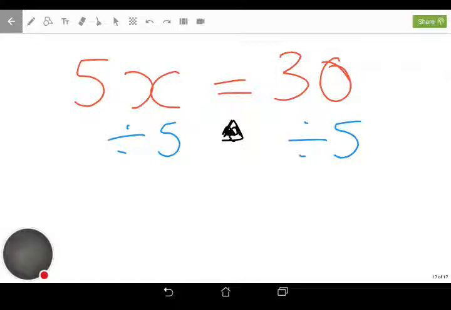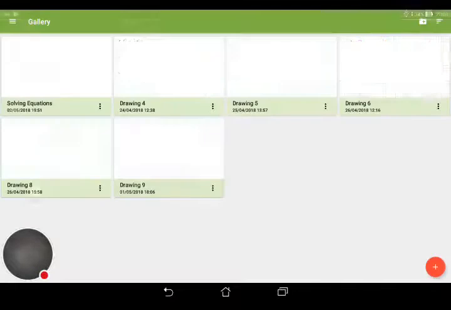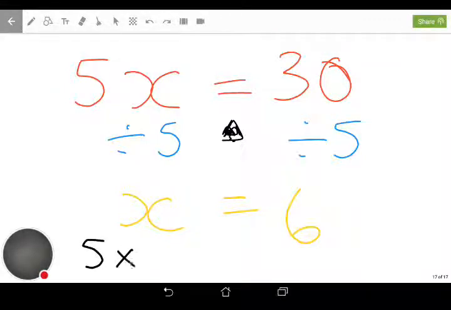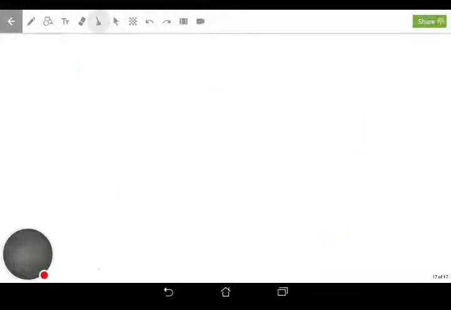Now 5 divided by 5 leaves you with 1, which is just x. 30 divided by 5 is 6. Now we can put the 6 back into the equation to check that this actually works. Okay, so I'm just going to put this back into the equation to check it works. So 5 times x, which is 5 times 6, equals 30. And yeah, that is right. We are correct.